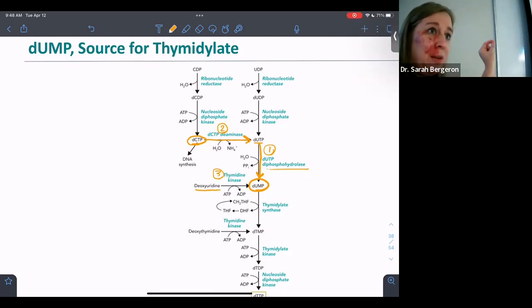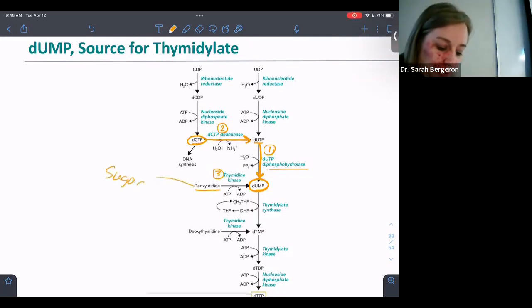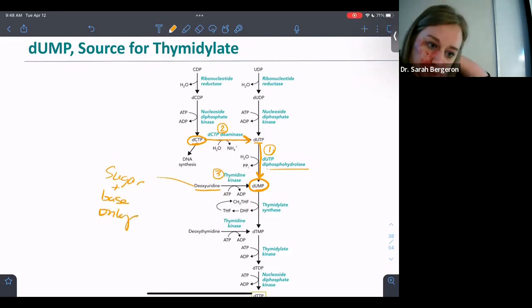It's got the sugar and the base. Does it have any phosphate groups? It's a nucleoside, right? So all you have is the sugar and the base, and all you have to do is phosphorylate it, right? So this is sugar plus base only. So this is our third source. That's our third source.